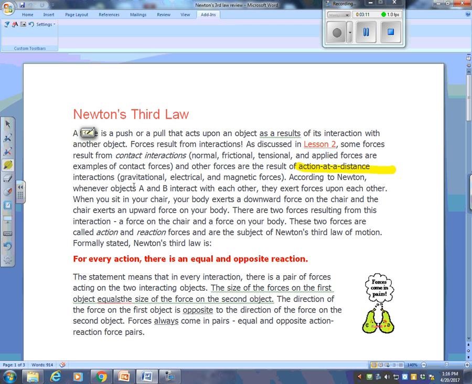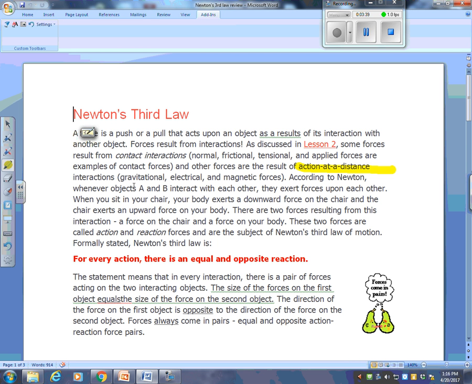According to Newton, whenever objects A and B interact with each other, they exert forces upon each other. When you sit in your chair, as you all are, your body exerts a downward force on the chair. Do you feel it? No, you don't. You feel the chair exerting a force on you. You can't feel the force that you exert. So the floor would feel it. Yeah, I suppose. Well, the floor feels the force of the chair on it, right?